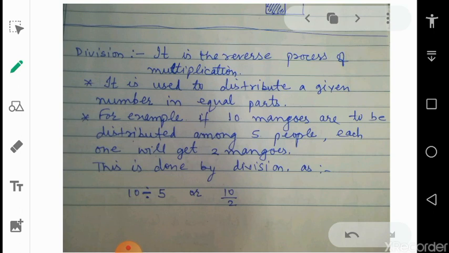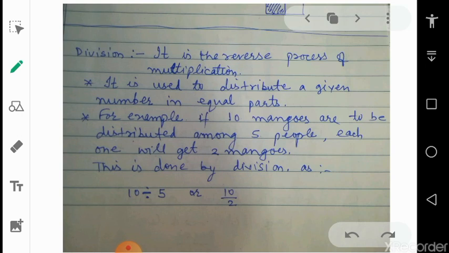As it is given, division is the reverse process of multiplication. The first point about division is that it is used to distribute a given number in equal parts. Okay, it means suppose 10 mangoes are to be distributed among 5 people. Okay, so what will be the process? Here the concept of division arises and each one will get 2 mangoes.